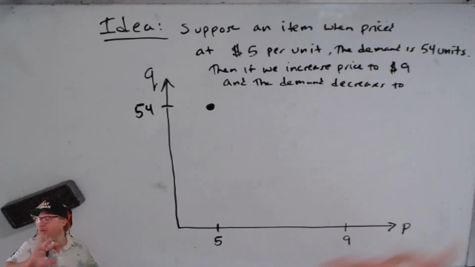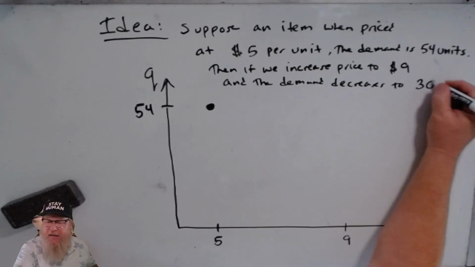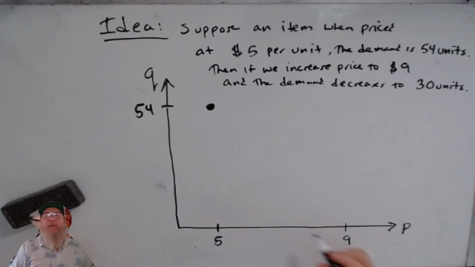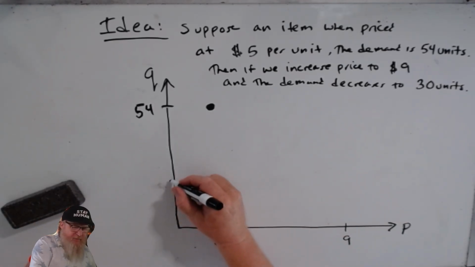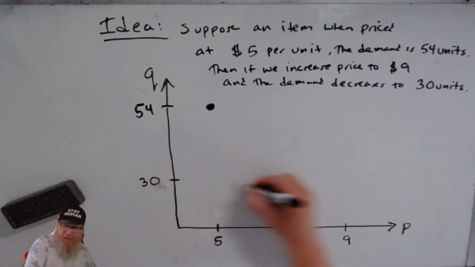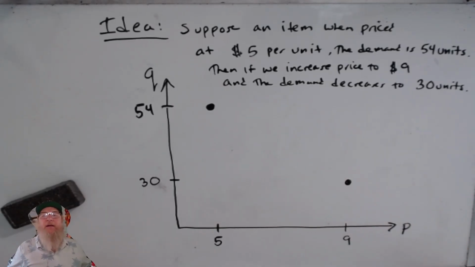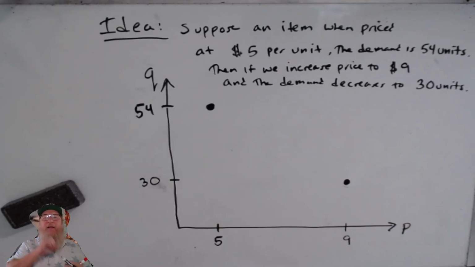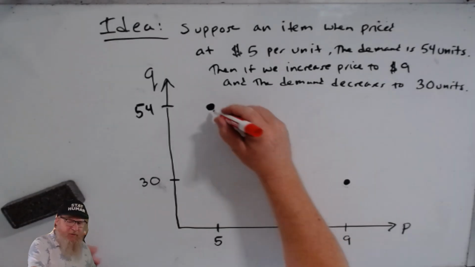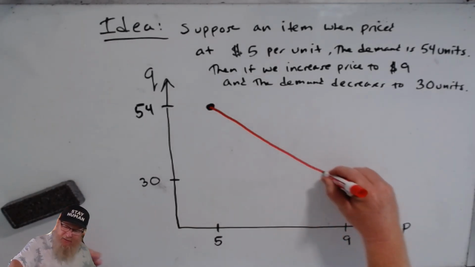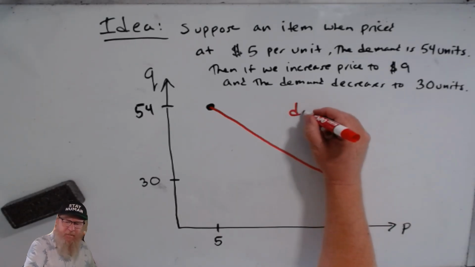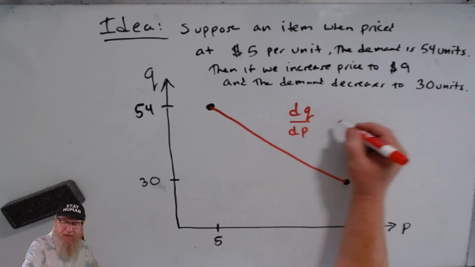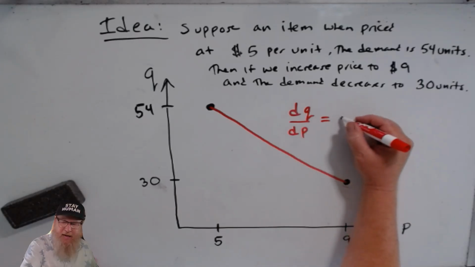It decreases to, and again, I'm just making these numbers up just to give you the idea. The demand, say, decreases to, say, 30 units. And again, I'm not being super precise about the coordinates. This graph is not to scale, but it hopefully shows you the idea. So what you can see is that the slope, dq/dp, is negative.